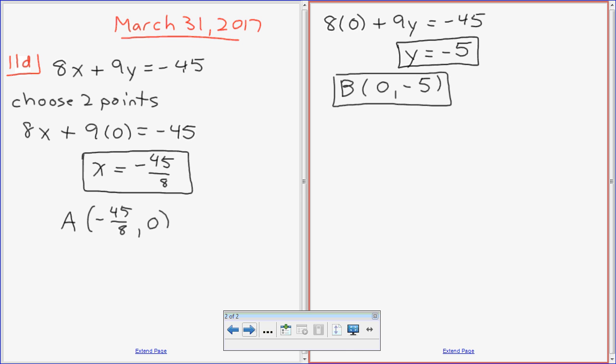All right, I'm going to pick on you, Victoria, if you don't mind. How do I find the direction vector? Did you recall from yesterday? You can do vector AB. What you can do is that gives you 0 minus negative 45 over 8, comma, negative 5 minus 0. Yeah, sorry. I know I missed the letter. No, it's okay.